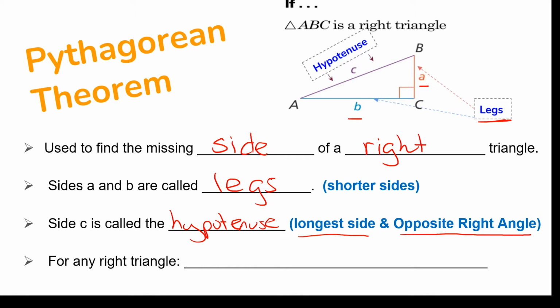So if we take a look at the figure up here, our hypotenuse is here. We can see that it is opposite that right angle. So it doesn't matter how the triangle is flipped, you can always locate the hypotenuse by looking at the side opposite the right angle. And we use the formula a squared plus b squared equals c squared to find the side length of any missing side on a right triangle. So the Pythagorean theorem must be used with a right triangle.